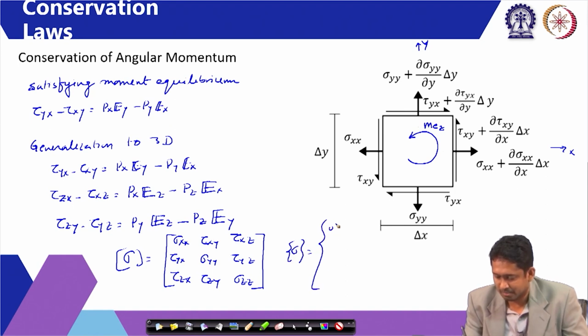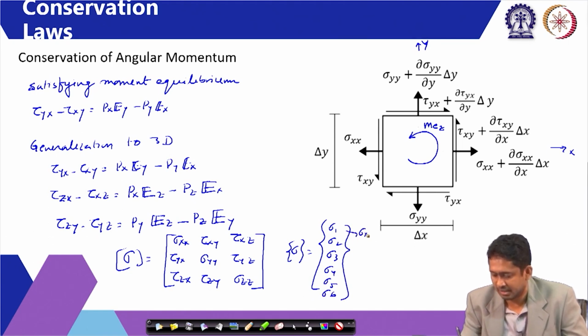So, that way we can simplify it and write the stress as a vector. So, it becomes sigma 1, sigma 2, sigma 3, sigma 4, sigma 5 and sigma 6, where this is sigma xx, this is sigma yy, this is sigma zz, this is tau yz, this is tau zx and this is tau xy.